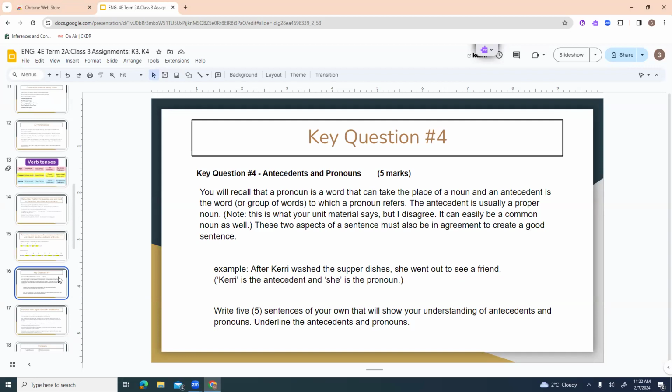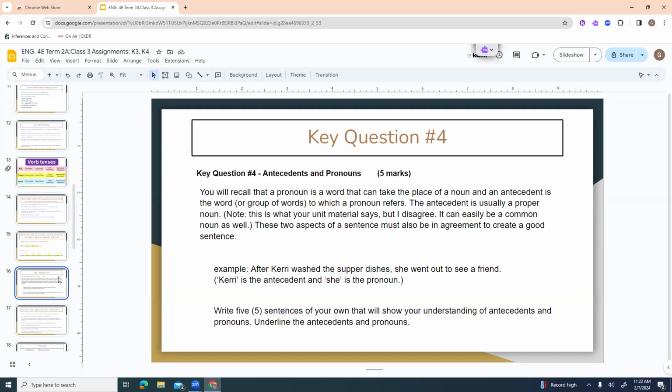That's what the unit material says. It can easily be a common noun. But these two aspects, the pronoun and the antecedent, have to be in agreement. So like I couldn't say Mr. Hardy showed up for class and she taught me this, because I'm confusing things. One, I'm giving him a male name and then I'm referring to him as a girl. I have to pick which one he's going to go by, right? Also, you'd have to keep in mind plural versus singular, which we'll talk about in a little bit.